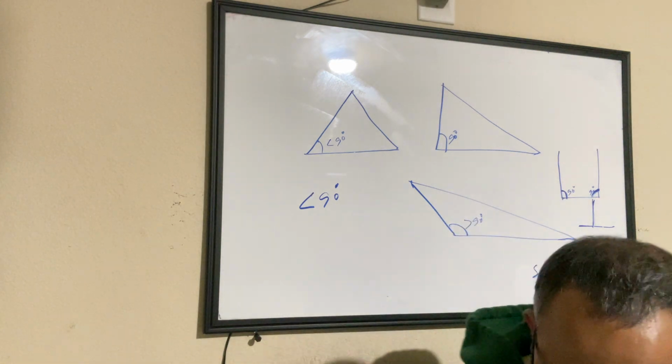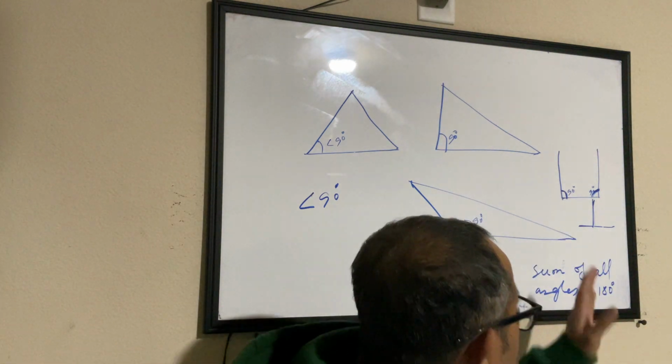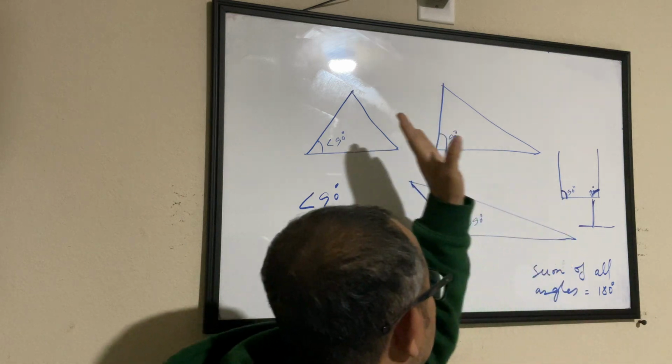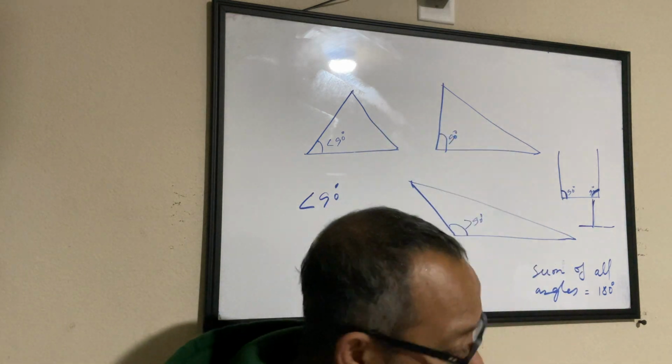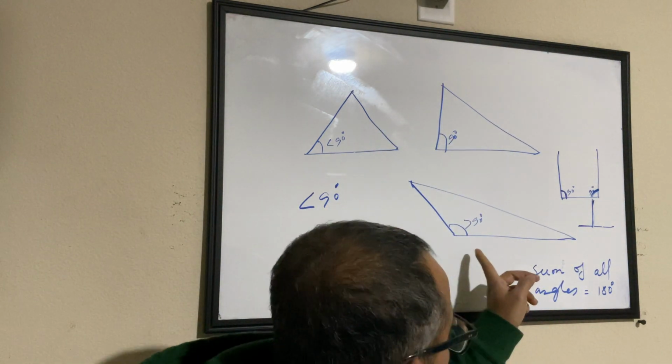That is good. So now we looked at acute angle triangle and right angle triangle. What is this one called?